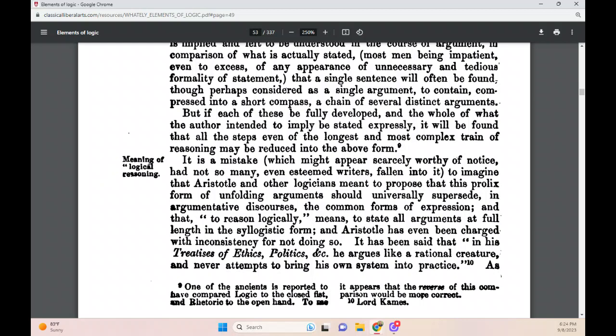Note here in the margin we read the meaning of logical reasoning. It is a mistake to imagine that Aristotle and other logicians, other logic teachers, meant to propose that this prolix form of unfolding arguments should universally supersede in argumentative discourses the common forms of expression.